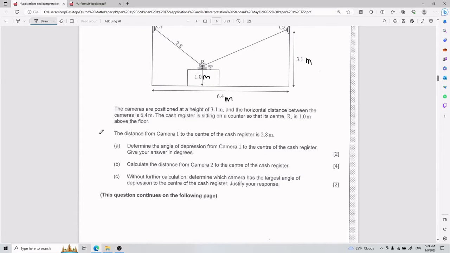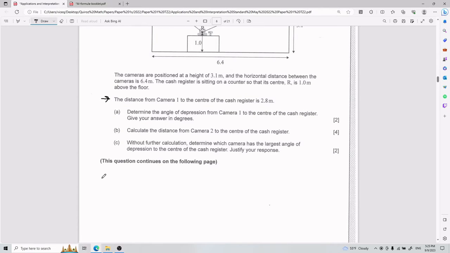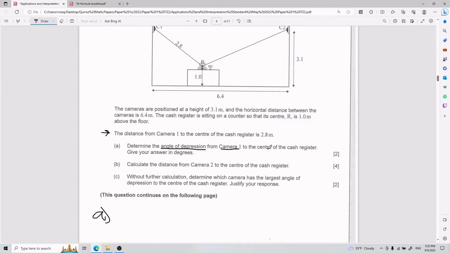Alright. The distance from camera 1 to the center of the cash register is 2.8 meters. That is this distance here. Alright, cool. So for part A, immediately they ask us to determine the angle of depression from camera 1 to the center of the cash register. Give your answer in degrees.